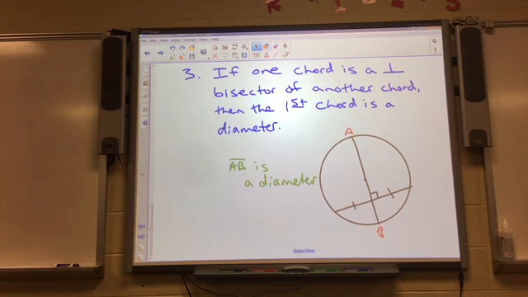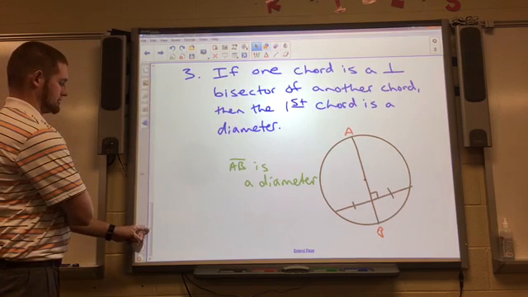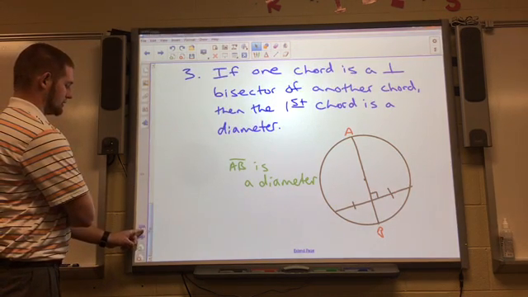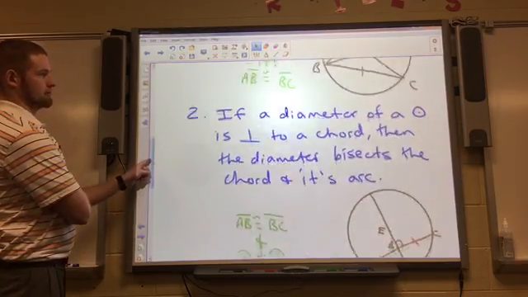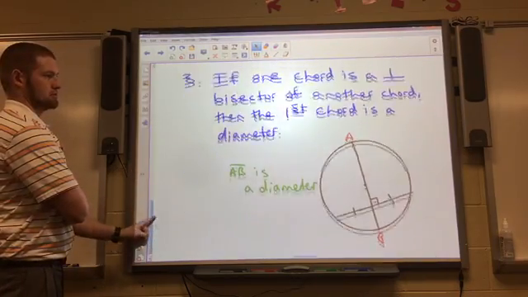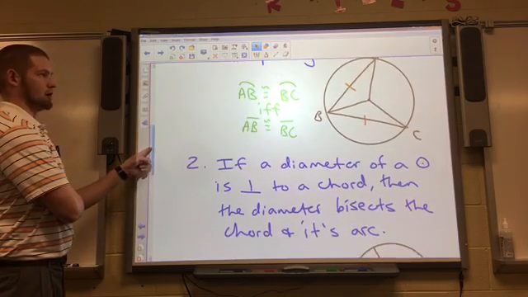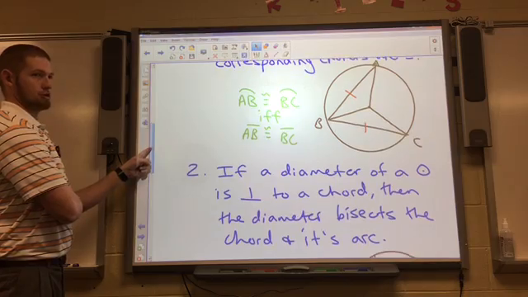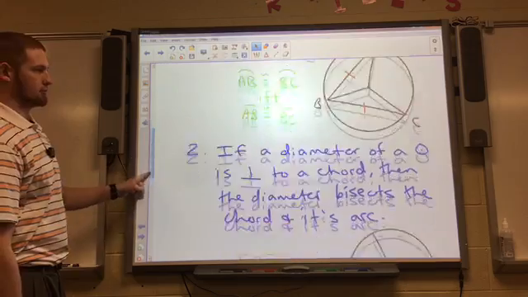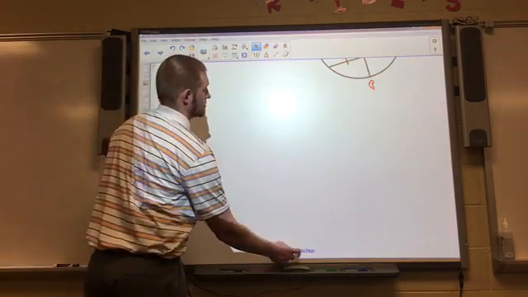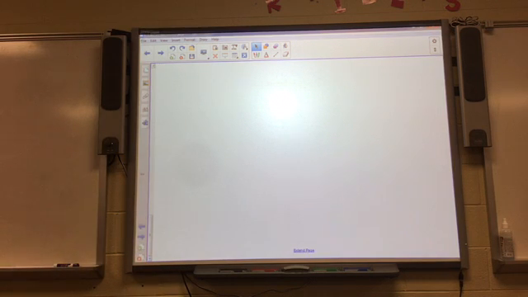Okay. Now, does the first theorem's diagram look anything like either of the second two? No. You should be able to pick out when to use that first theorem. It should be obvious. Your diagram's going to look like this every single time. You shouldn't be sitting there wondering, do I use the first one or the second or third? It should be obvious to us.